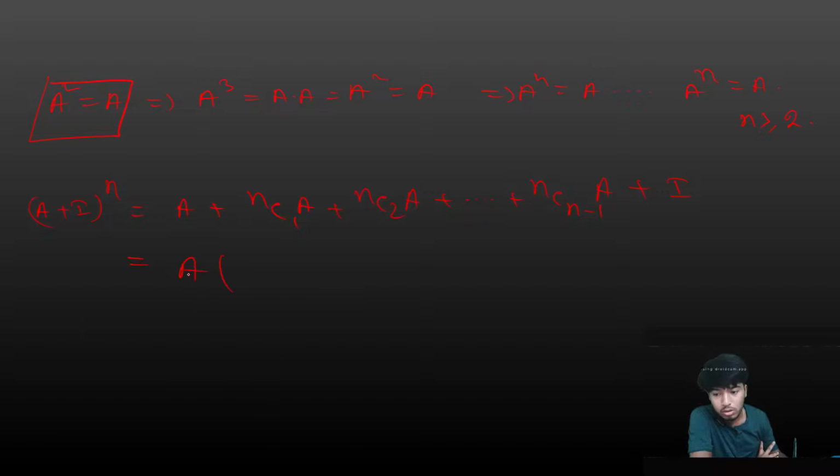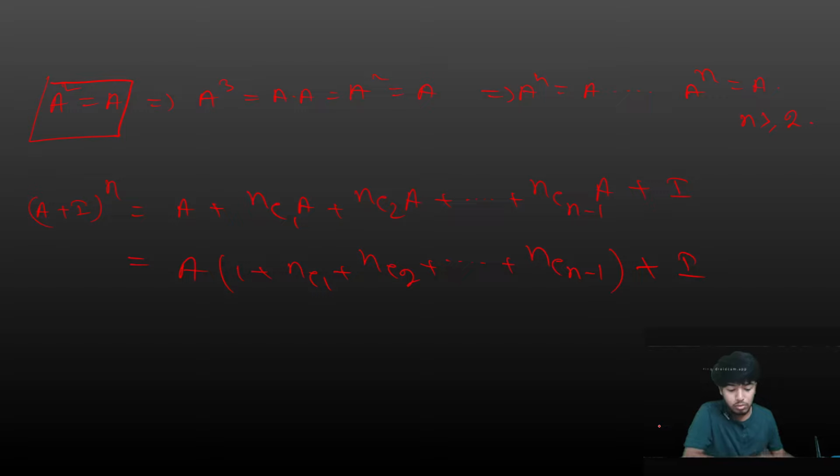A is common, so A is a matrix and the other ones, 1 plus nC1, nC2, up to nC(n-1), are all scalars. So a matrix multiplied by a scalar is defined. Okay, no harm. There is the identity.